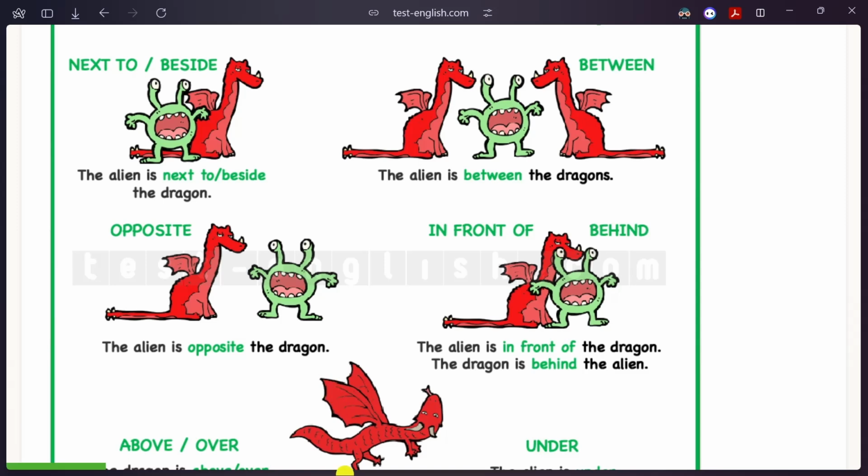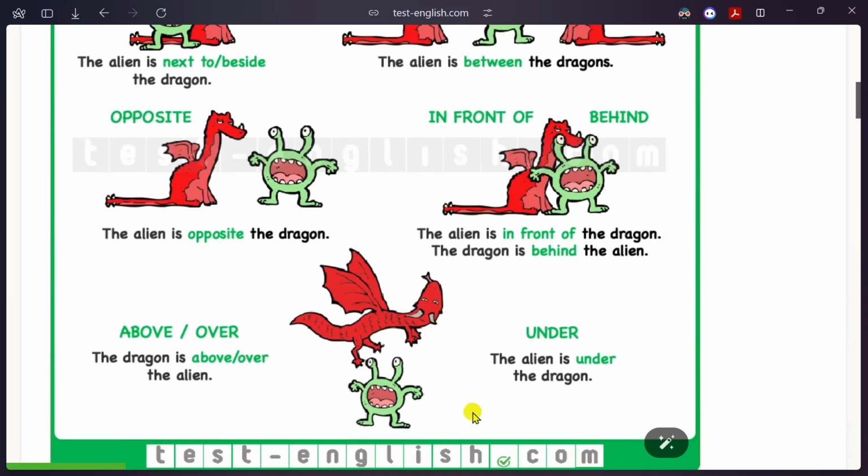Opposite the dragon. The alien is in front of the dragon. Then here you need of, you see. Not in front the dragon. In front of the dragon, okay? Like this arrangement. And the dragon is behind the alien. Behind. The dragon, the red one, is behind the alien. Okay, right? In front of and behind.